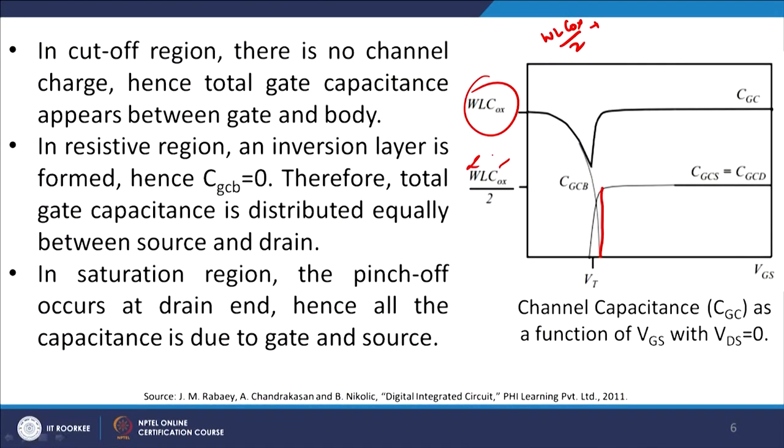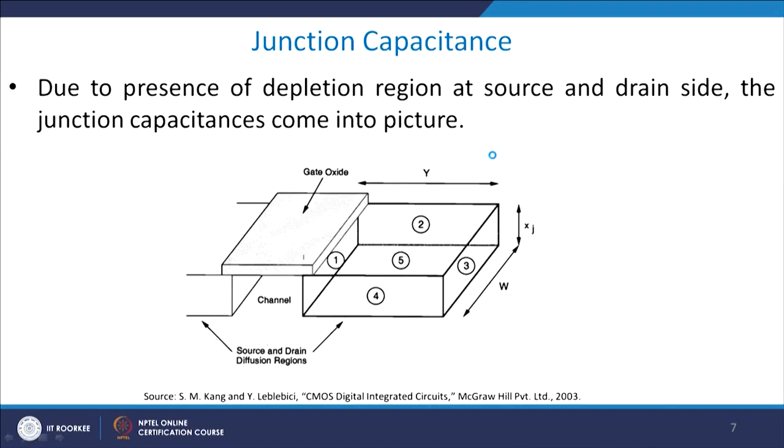But how it gets distributed between the source and drain is a big question, and it is still being researched. But at this stage, at least for the VLSI design course which we will be doing, we will assume that there will be no contribution from the body once the gate voltage crosses threshold voltage, and the only contribution is through source and drain, and we will also assume for the time being that they are equally taken care of by source and drain, which is WLCOX by 2. WL is the area, COX is the oxide capacitance per unit area, and by 2. So this is what we will be assuming to be true.